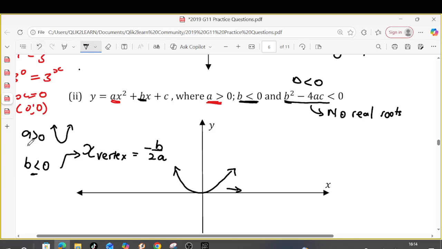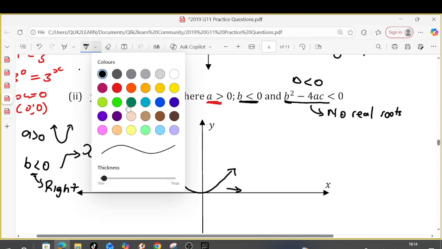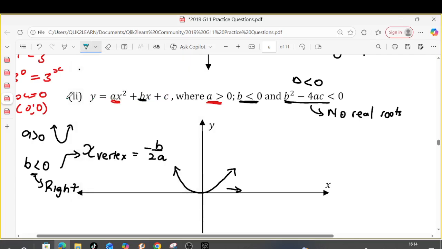I'm going to say b is less than 0. This tells us that it will shift to the right. So I'm going to move my graph using a different marker. I'm going to move my graph to this other side and say, we know that it's going to be somewhere there. The blue part is where it shows that b is less than 0. It shifted to the right.